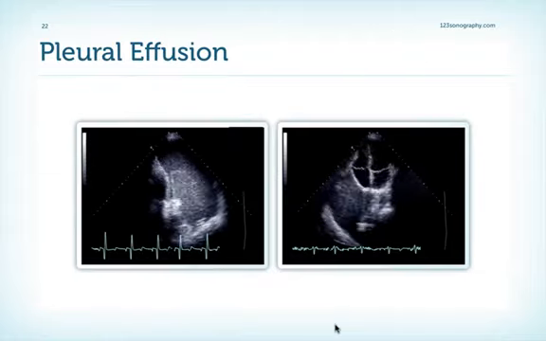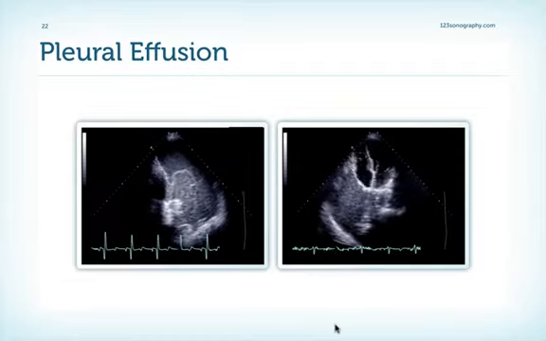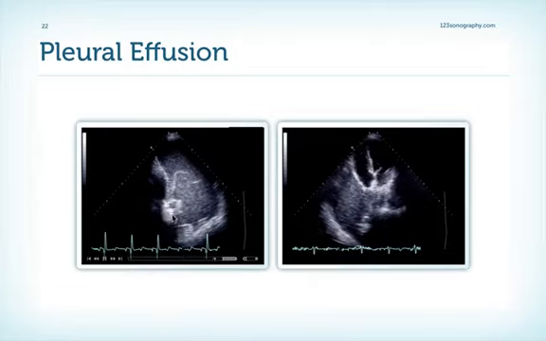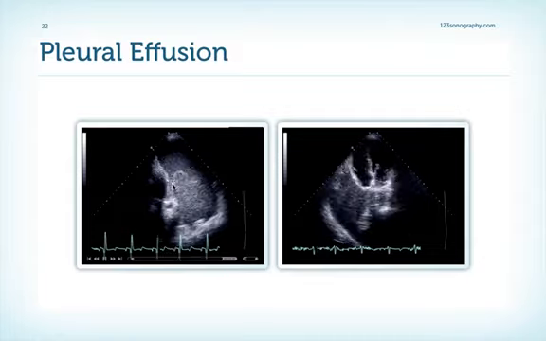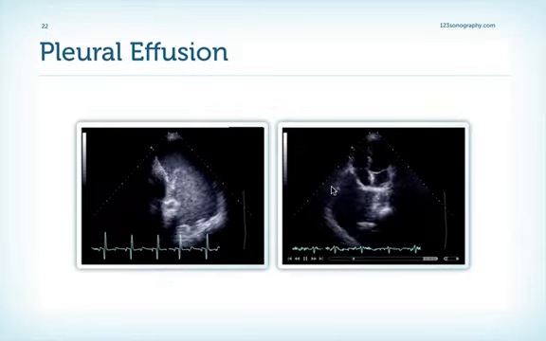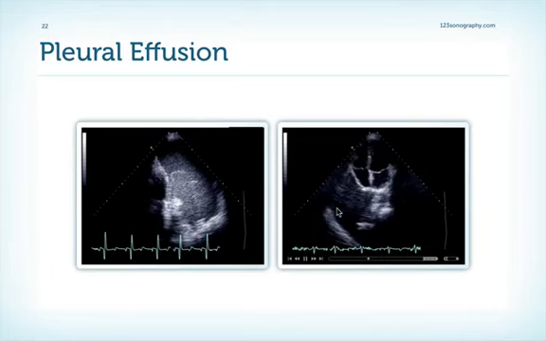Don't forget that we can also use atypical settings and atypical positions to visualize the echo-free space. Here is an example where we imaged the patient from the back. This must be a pleural effusion, especially because we also see lung tissue within the fluid. And here we are using a very high depth setting to visualize the extent of this fluid, which must be a pleural effusion.